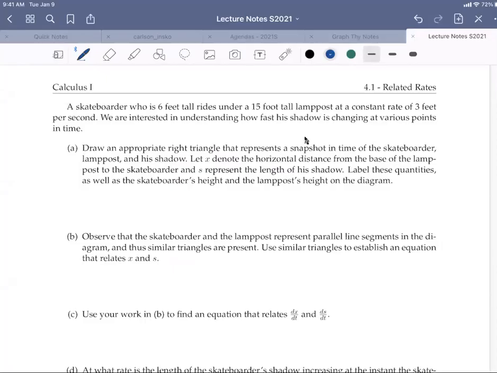In this related rates problem, we have a skateboarder riding under a lamppost at a constant rate, and we're trying to think about how the skateboarder's shadow is changing. Okay, so let's draw a picture. We have this lamppost that is 15 feet tall, and the skateboarder underneath it, not drawn to scale, who is 6 feet tall. And what happens with the shadow?